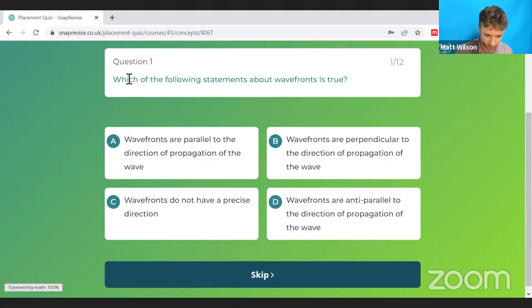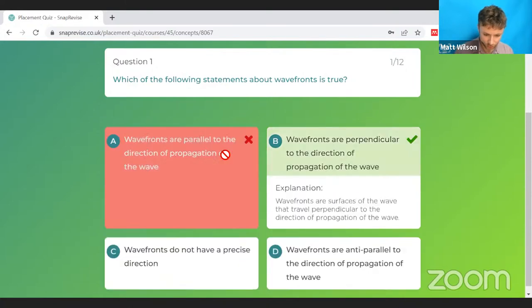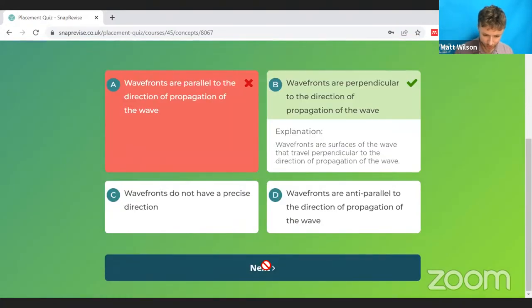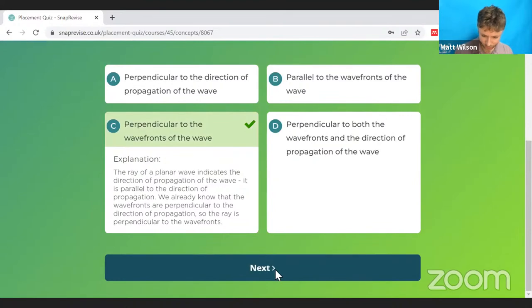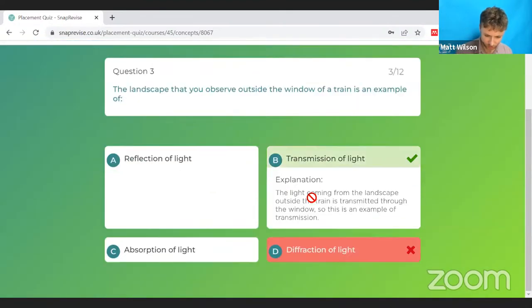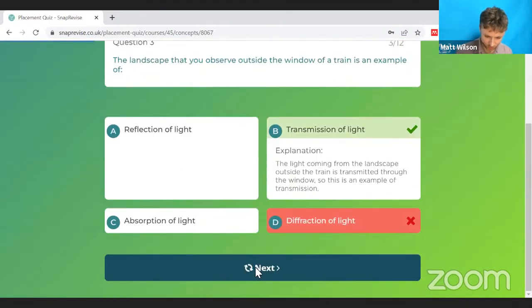Okay. Question. So here I've got a load of questions to go through. I'm not going to try to actually answer them correctly. We're just going to zoom through them. The ray of a planar wave, let's try and do this one, is, let's see, parallel to the wavefront. Sorry, perpendicular to the wavefront. Yeah, that's the one. Okay, so I thought it would be a good idea to get one or two correct.